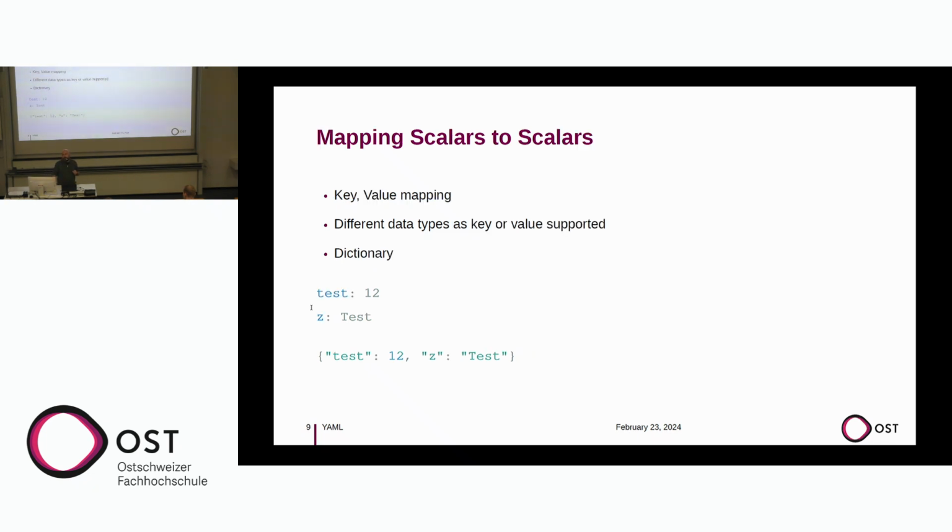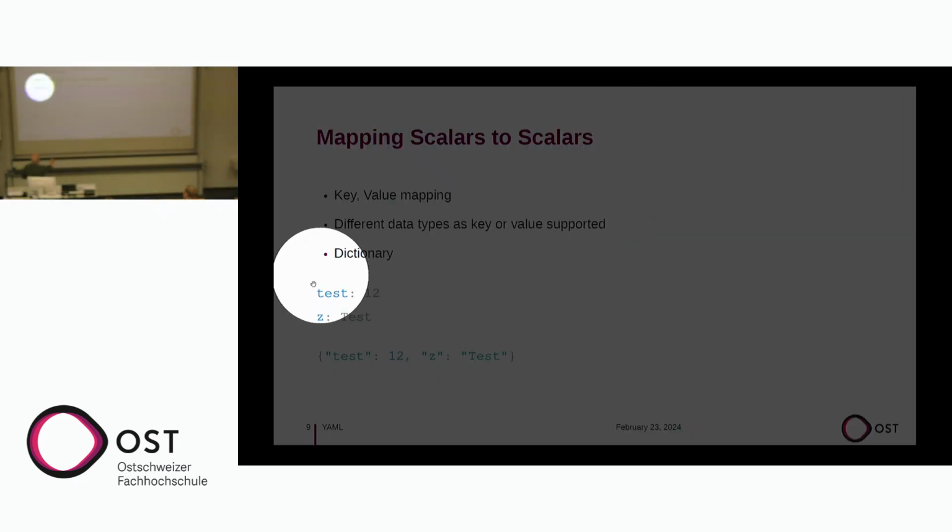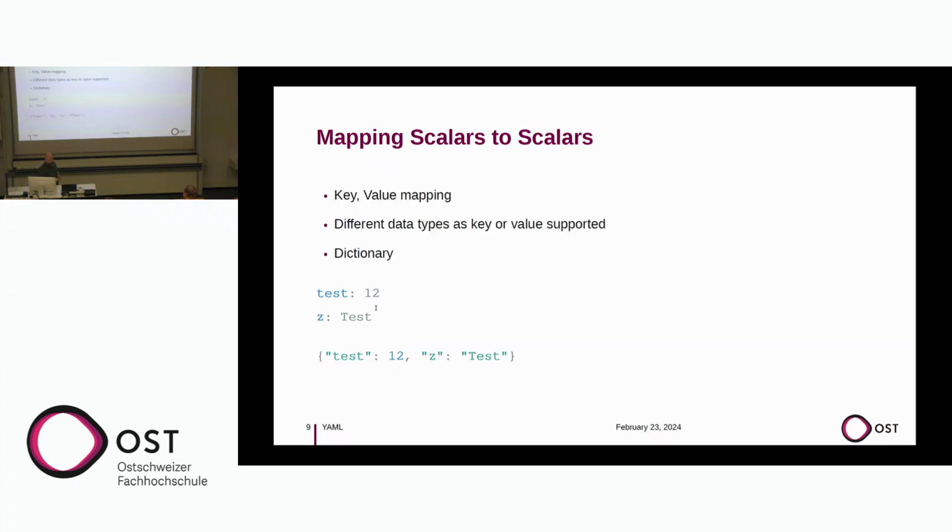So simple. Then we have mapping from scalars to scalars. In Python we would call them dictionaries; in YAML we call them mappings. We have the same two options again: the JSON-like syntax or the YAML-like syntax. Here we will see this will be an integer, this will be a string, so it will be magically converted. If we use the JSON-like style down here, then we have to use the quotes for the string.